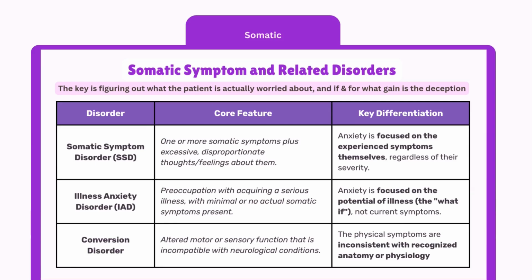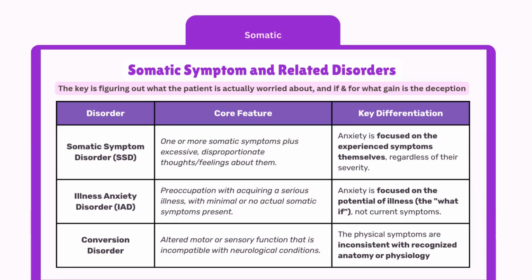So the key differentiation here is that unlike SSD, the anxiety here is not tied to current, real, or bothersome symptoms. The patient may have minimal to no physical symptoms, but is terrified of the possibility of having or acquiring a future serious disease. Their anxiety is about a potential illness, not the symptoms they are currently experiencing. They may compulsively seek reassurance, which is known as the care-seeking type, or conversely, completely avoid doctors out of fear, which is known as the care-avoidant type.